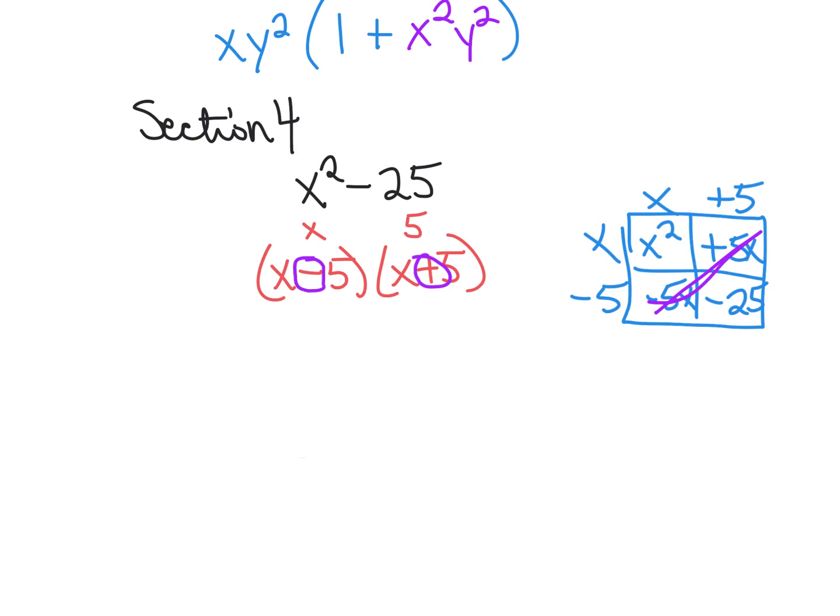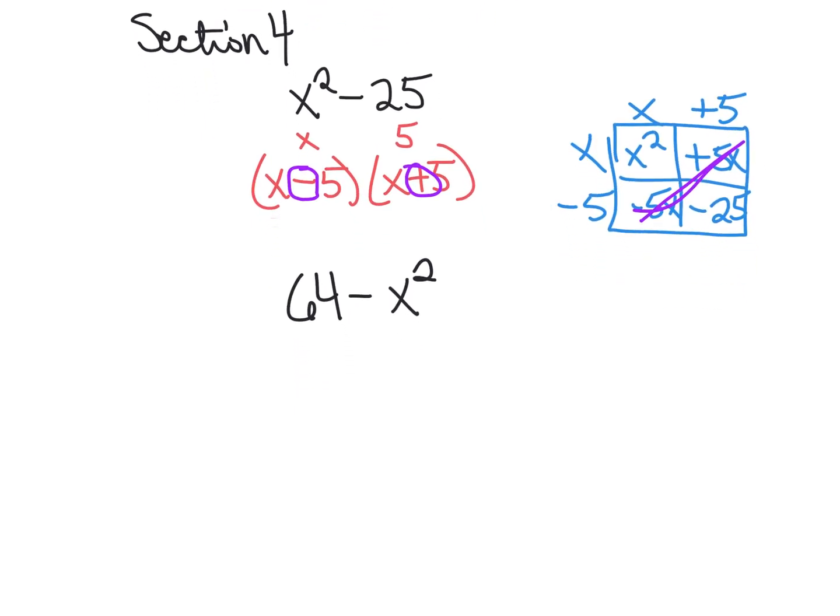So let's do a new one. Let's do one where the number comes first. So let's do 64 minus x squared. Same thing. Square root of 64 is 8. Square root of x squared is x. So I get 8 minus x and 8 plus x.